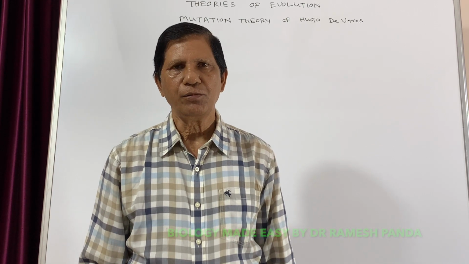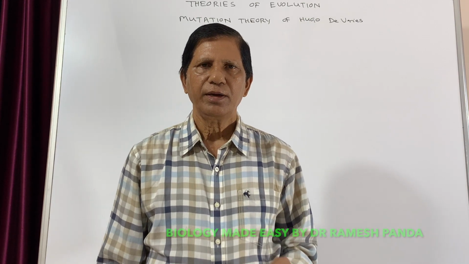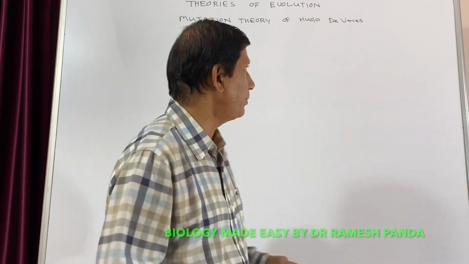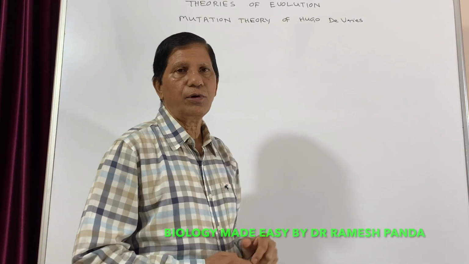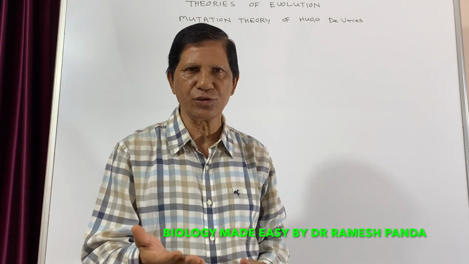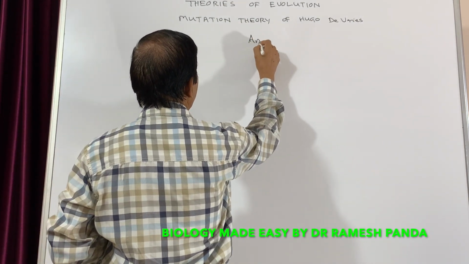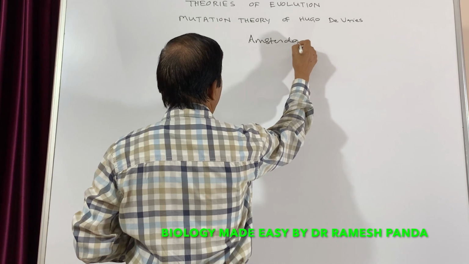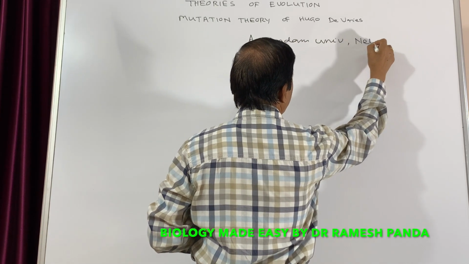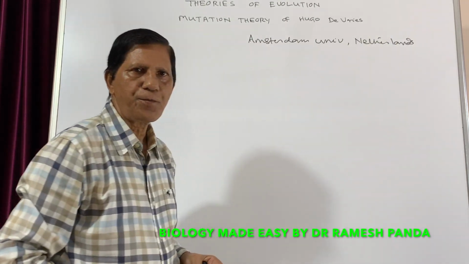Today in this video, we'll discuss the mutation theory given by Hugo de Vries. In 1901, the Dutch botanist Hugo de Vries, who was also the professor and director of botanical gardens, Amsterdam University, Netherlands.